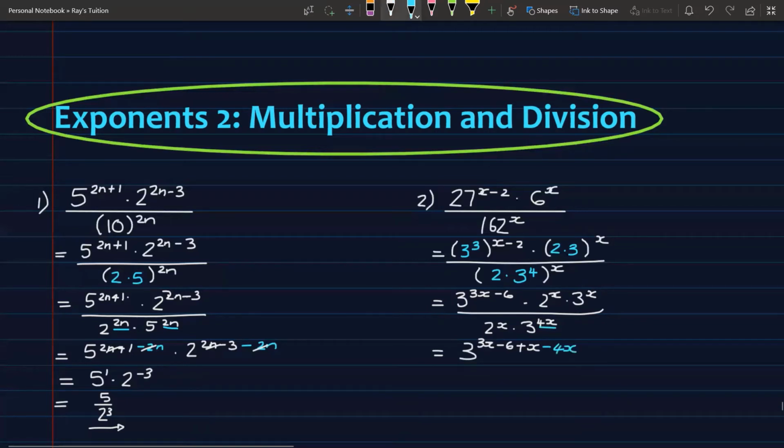And we're going to do a similar thing with the base of 2. So in the numerator, we have 2x. And in the denominator, we also have 2 to the power of x, so this becomes minus x. Now we'll go ahead and simplify.